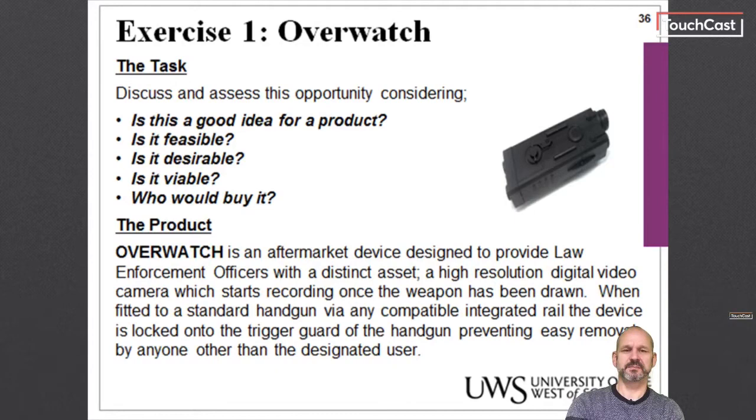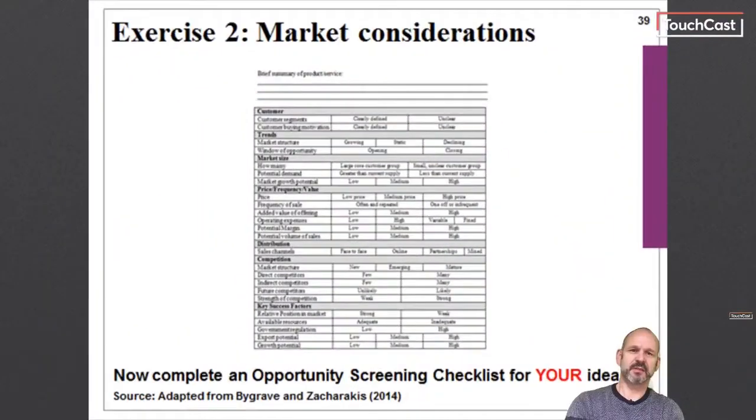Now, in the second exercise, think about everything we've learned from this session, which should now allow you to be able to complete an opportunity screening checklist for your business idea.